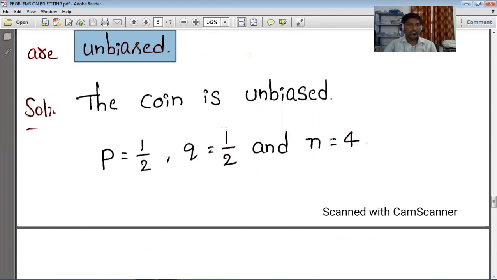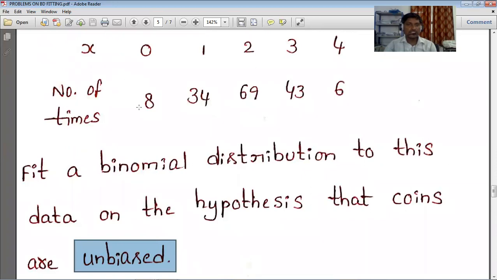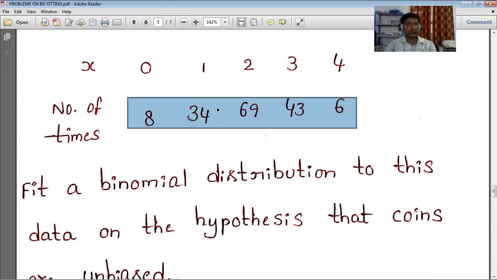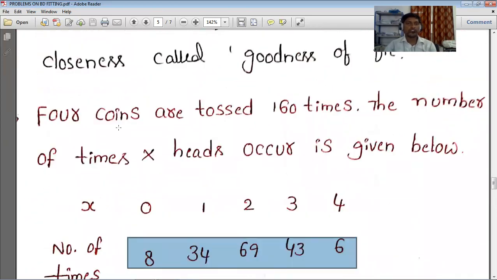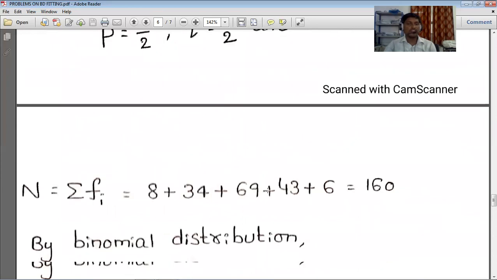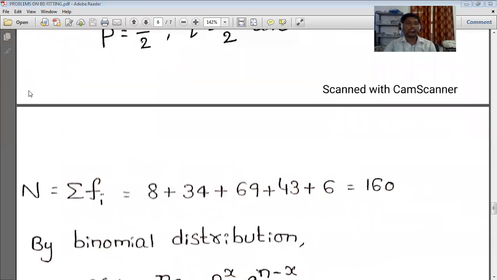So capital N is nothing but the sum of all these frequencies, right? 8 plus 34 plus 69 plus 43 plus 6. Of course, that one also they mentioned in the problem. So how many times? 160 times. That is capital N. If you want, you can check it just by adding all those values. So capital N is equal to the sum of all the frequencies. By adding all those frequencies mentioned in the problem, we got 160.